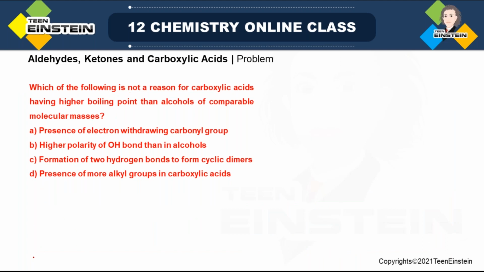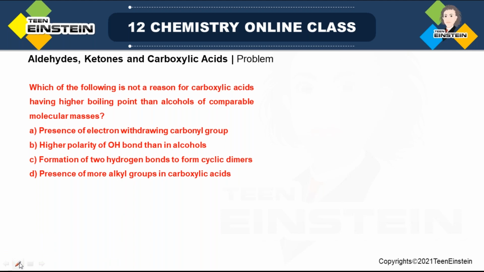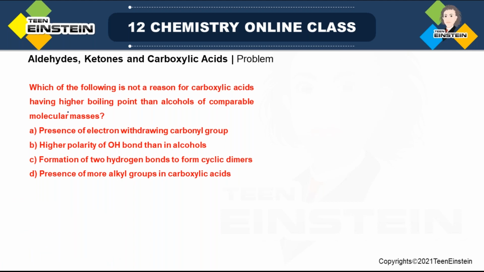Which of the following is not a reason for carboxylic acid having higher boiling point? Now, why are carboxylic acids having higher boiling point? It is compared to alcohols of comparable molecular masses. This must be mentioned clearly because if it is not fixed, then you cannot compare these two different groups, because molecular weight is another factor based on which boiling point may be different. So when it is the same and carboxylic acids have higher boiling point compared to alcohols, what is the actual reason? If you know that, then only you can understand which is not an actual reason.